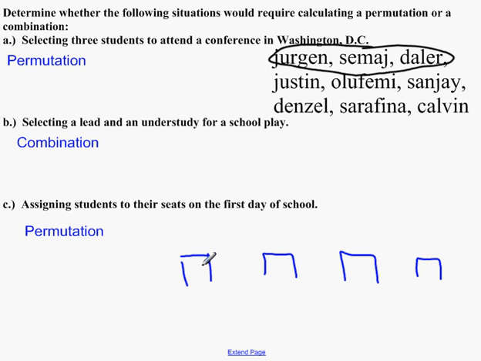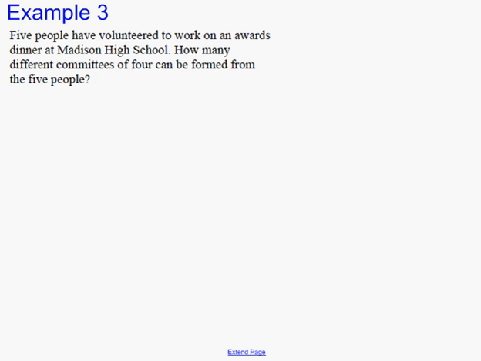Doesn't matter how I'm going to assign the students. What if I decide that Jurgen sits here, Samaj sits here, Daler sits here, and Justin sits here? Is that the same as saying Samaj, Jurgen, Daler, Justin? No, it's not the same. The order matters. That's why it's a permutation.